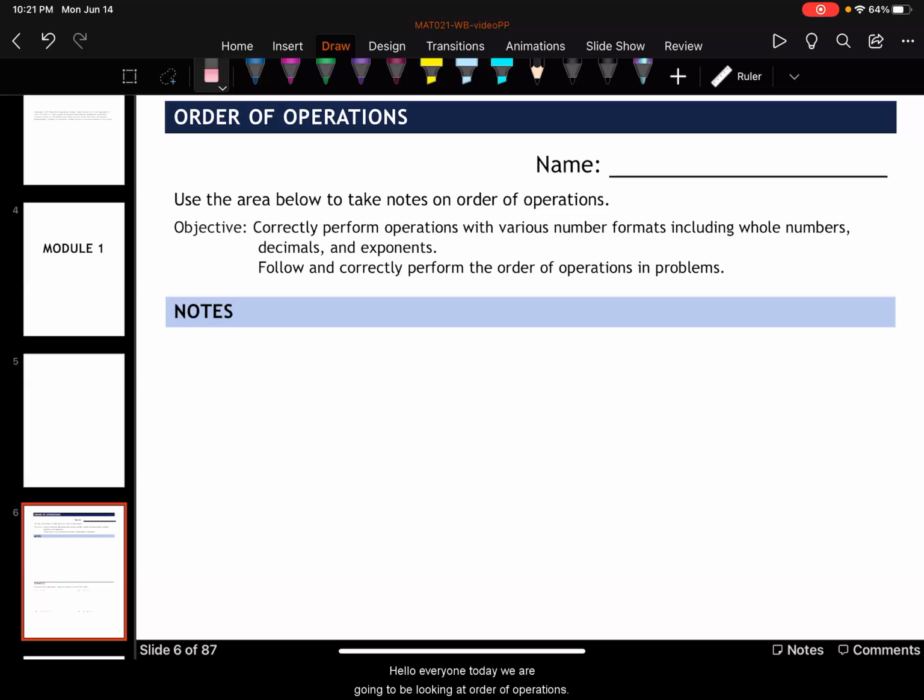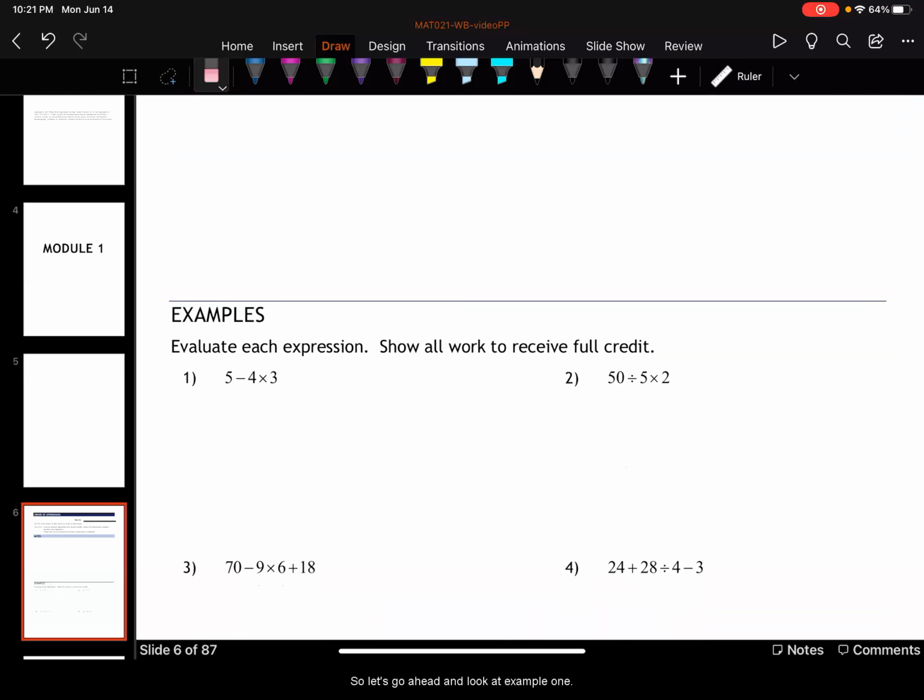Hello everyone. Today we are going to be looking at order of operations. In your MAT021 workbook, we will be completing examples 1 through 8. For these, we will be using the order of operations as discussed in your lesson. So let's go ahead and look at example 1.